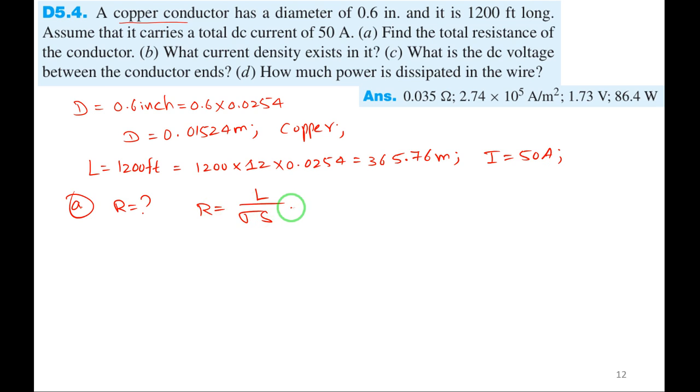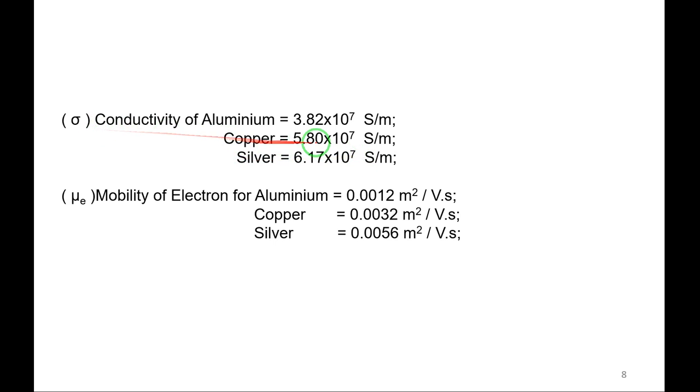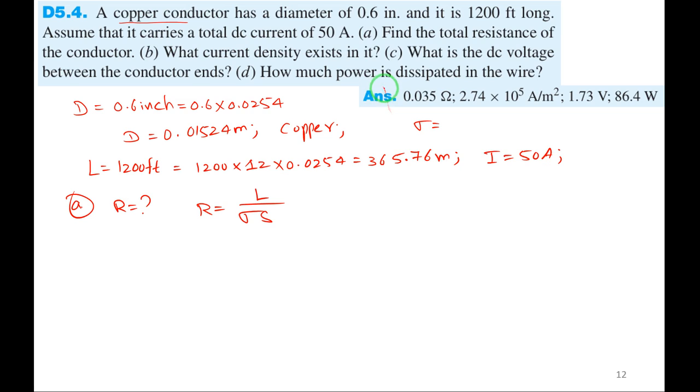Right? Okay. So L is known. Sigma S for copper, they have not given here. So let me take it referring sigma for copper. It is constant. We will refer it and write. Sigma for copper is 5.8 into 10 power 7 Siemens per meter.